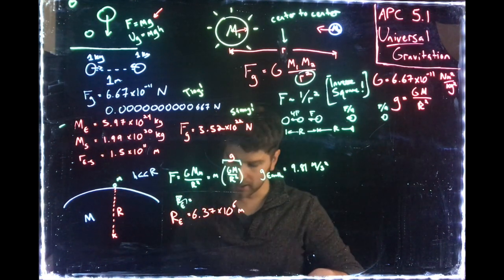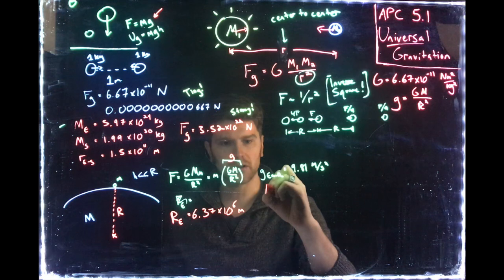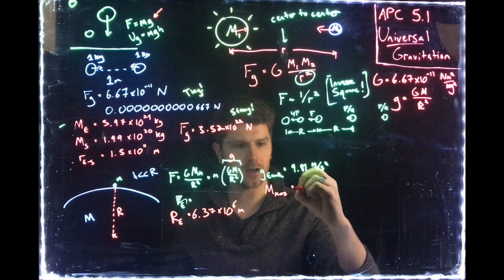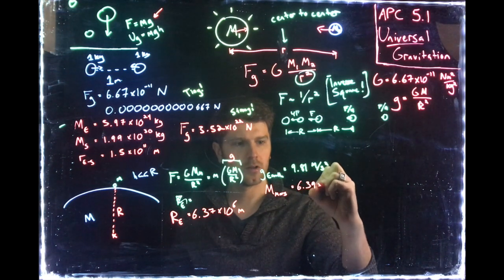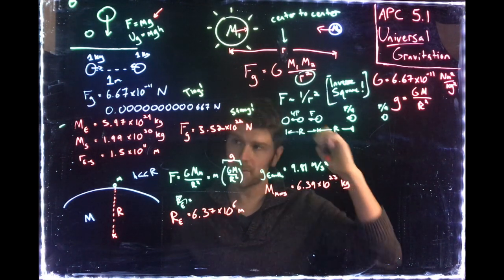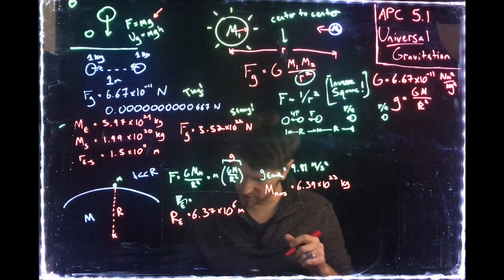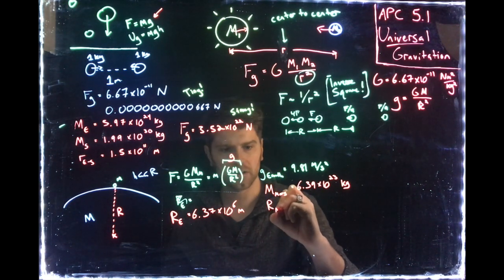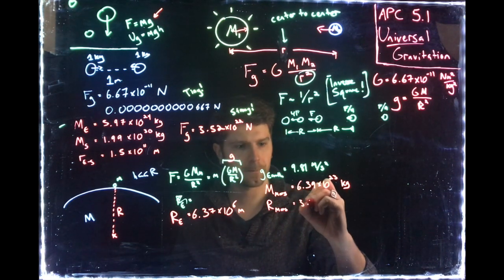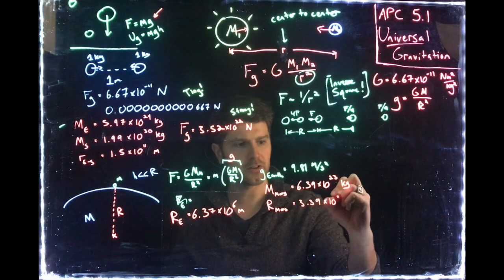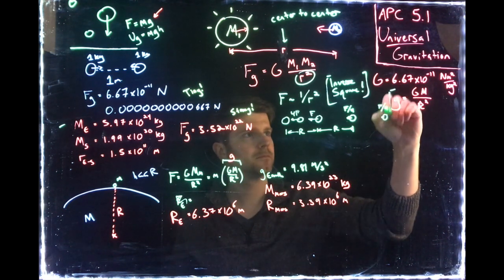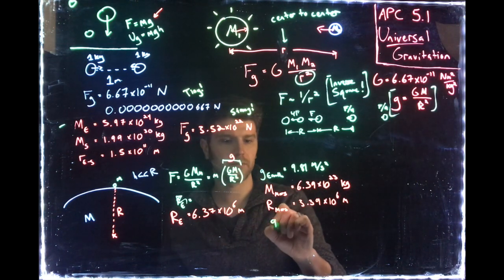If you try this for Mars, by the way, I'd like you to take a moment and try this for Mars. The mass of Mars is 6.39 times 10 to the 23rd kilograms, so it's about 1/10 the mass of Earth. The radius of Mars is 3.39 times 10 to the 6th meters. So see if you can figure out what is the gravitational pull at the surface of Mars.